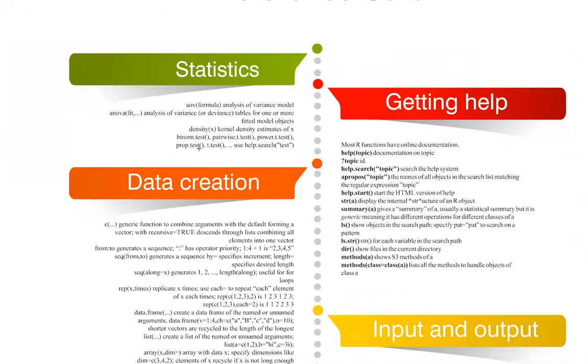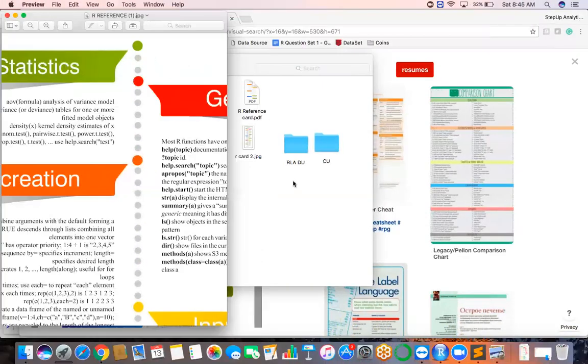ANOVA, AOV. Okay, so a proportion test. So these are statistical functions. This is already defined in R, and we just need to use it. So help is one function that we missed, but it is very important. Instead of writing a question mark, you can write help and mean, if you want to see how it works.